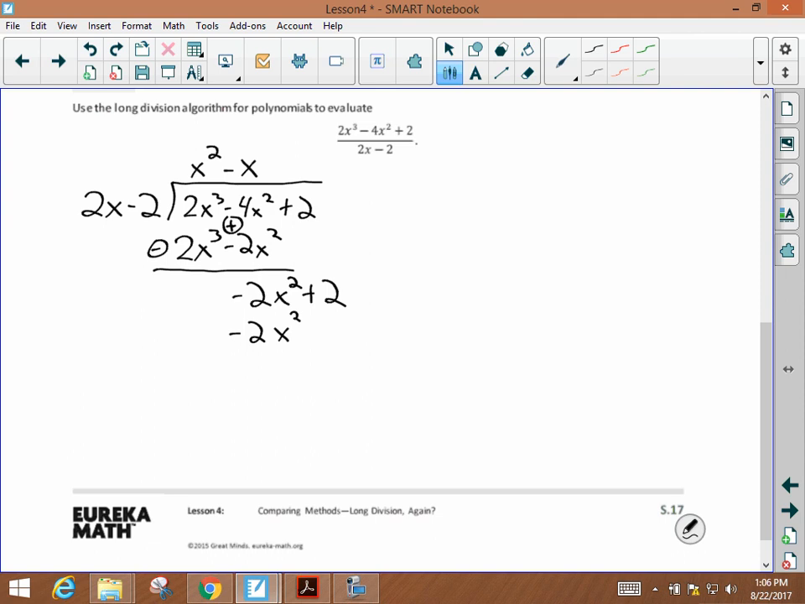Negative x times 2 times negative 2 is going to give me negative, sorry, it might be positive 2x. And something weird just happened, right? What happened? They're not lining up. And this is the reason for that.